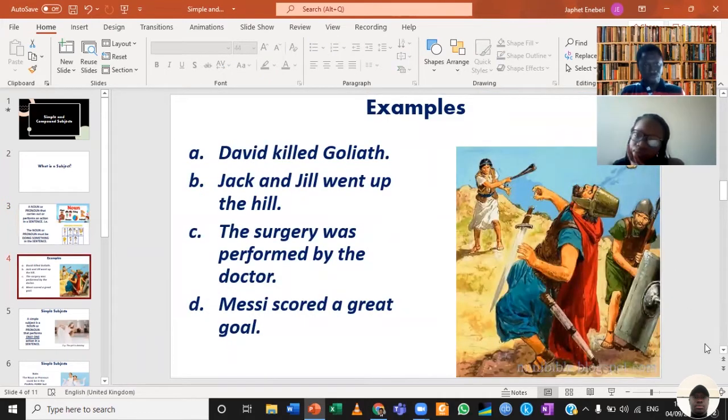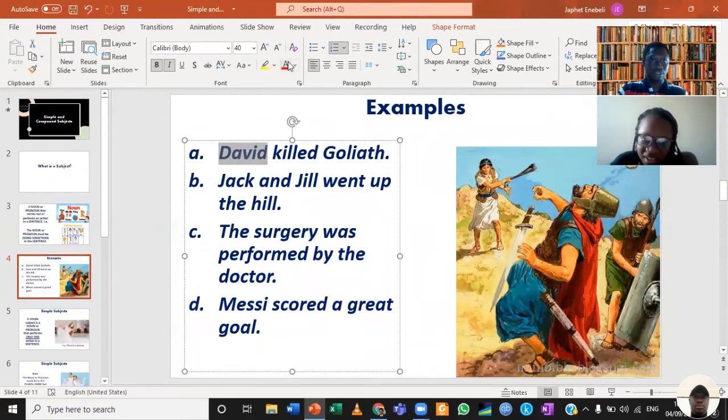For example, David killed Goliath. Who is the subject there? David. Because he performed what action? He killed Goliath. Thank you very much. Now, why is Goliath not a subject in that sentence? It's because it's at the end of the sentence.